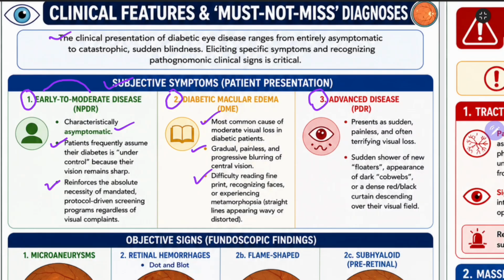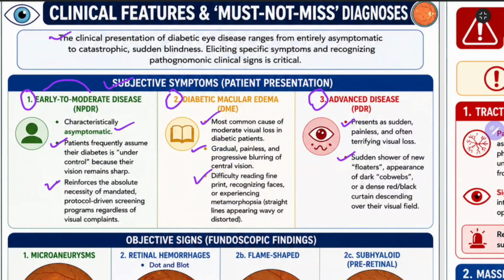And PDR, what will be the presentation of PDR? PDR presentation depends upon the complication of PDR. This will present as sudden, painless, and often terrifying visual loss. Remember, here it is sudden, while in DME it is gradual, painless blurring of vision, not loss. Here it is sudden, painless, terrifying visual loss. Second is a sudden shower of new floaters, something moving in front, like balls moving in front.